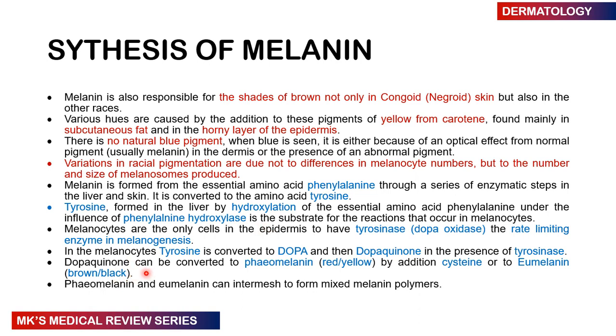Now remember that dopaquinone can be converted into two types of melanin. You have what is known as pheomelanin, which will give you a red yellowish type of hue by the addition of cysteine, or you can have eumelanin, which is giving you this brownish blackish type of hue. So remember that eumelanin and pheomelanin are pretty much going to be intermeshed to give you these different forms of melanin polymers.